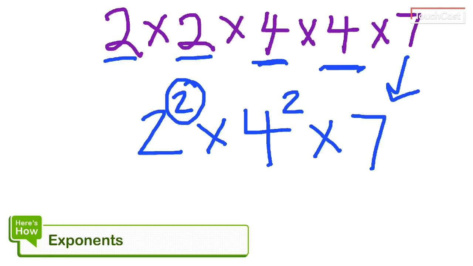I only need 1 7, and we don't use an exponent of 1 because if I have 1, it's just that number, so I don't even need to put that there at all. So I'm going to erase that.